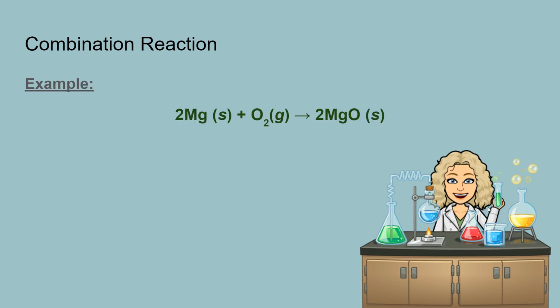And here's an example of a combination reaction. So we've got 2 magnesium plus oxygen gas becomes magnesium oxide. So we've got one thing being added to the other and becoming two things smushed together at the end. So combination, kind of like combos, the snack.